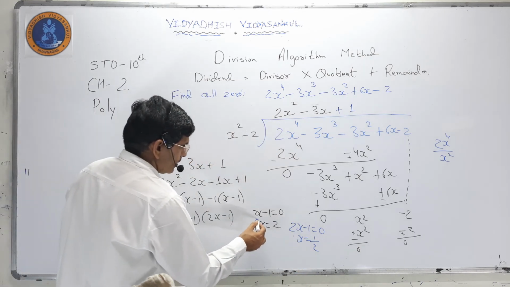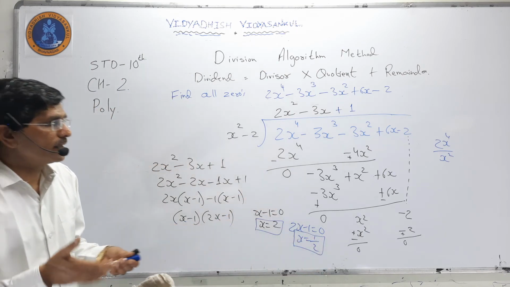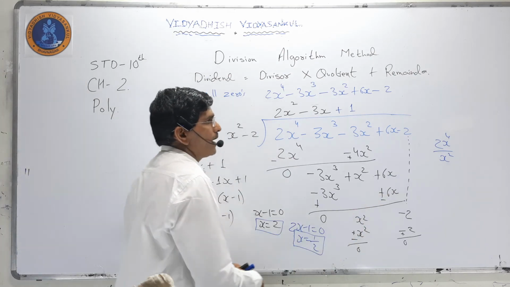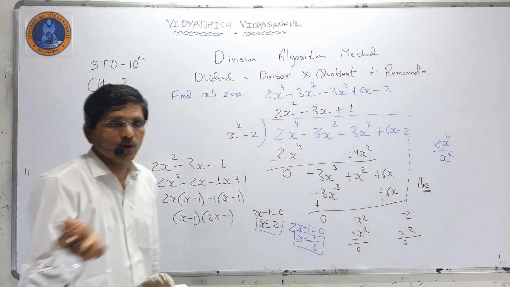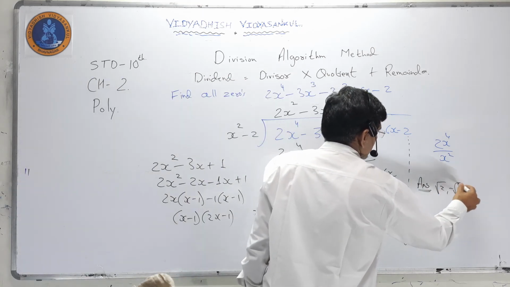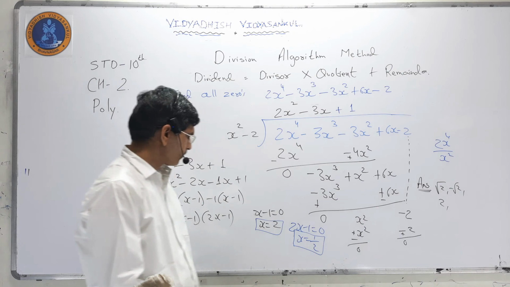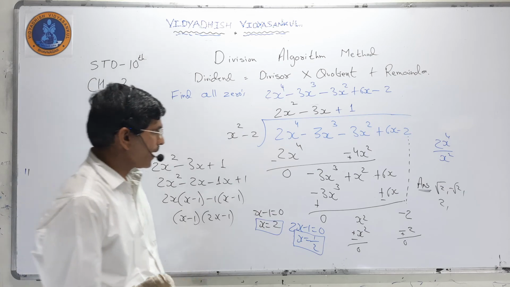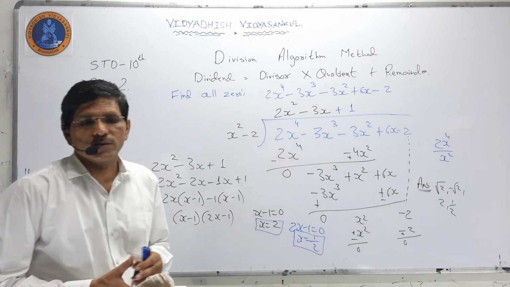So we have got here the other 2 zeros. How you write the answer is important. So in the last statement you have to write the answers. The question is to find all zeros. So what you have to write? Root 2, minus root 2, and 1, and 1 by 2. These are all the 4 zeros.